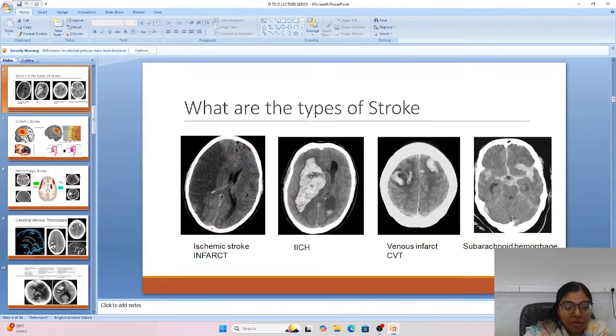So what are the types of stroke? We are having ischemic stroke, which is an infarct. Then we are having the ICH, which is a cerebral hemorrhage. Then we are having venous infarct, which includes CVT, that is cerebral venous sinus thrombosis. And last is subarachnoid.